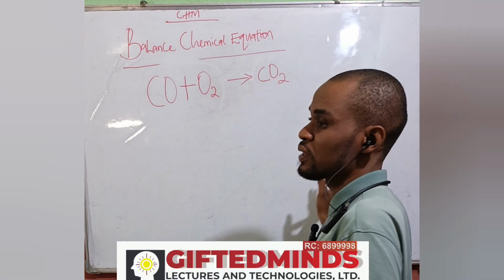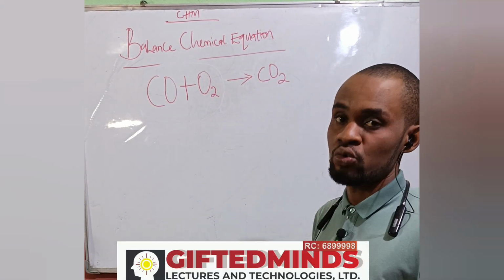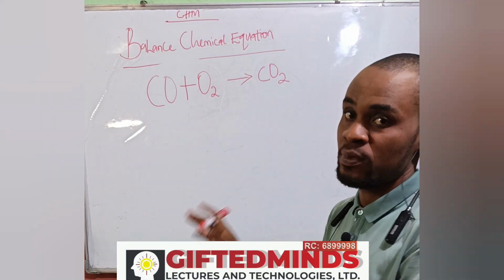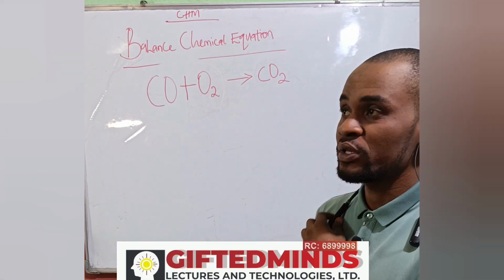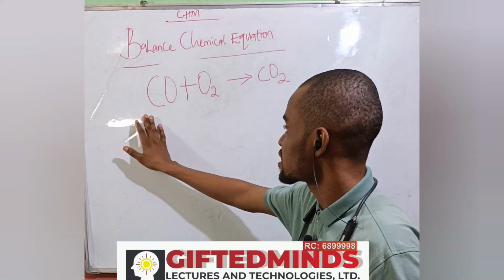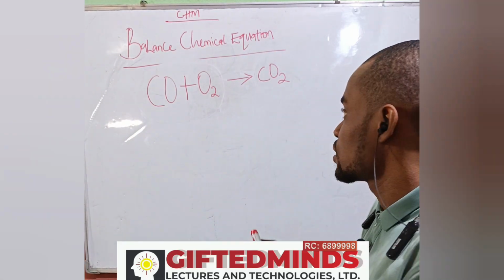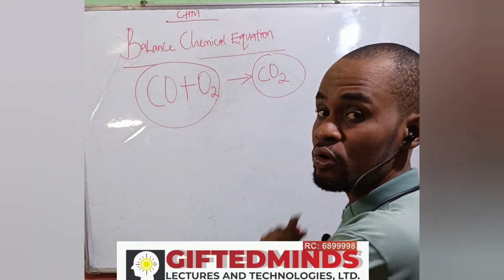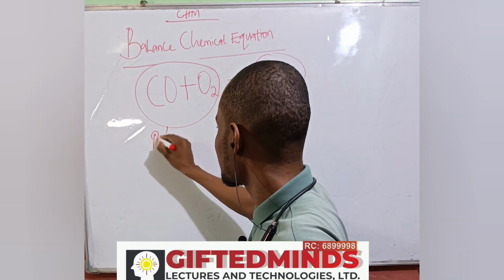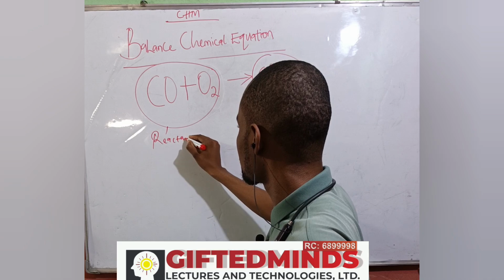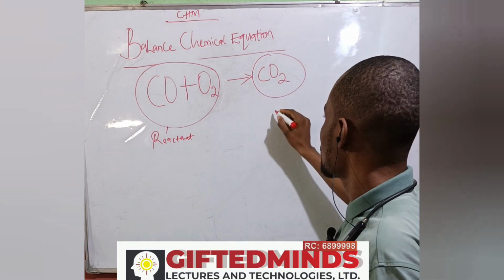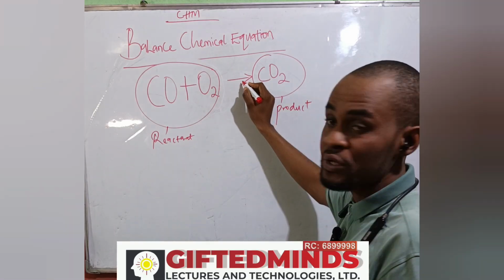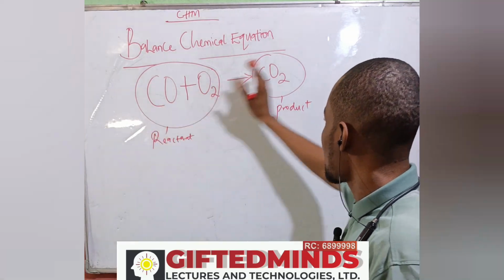Now, what do we need on this board? An example of a chemical equation. You understand? Let me just use this one to explain how to balance a chemical equation. Every chemical equation has two sides, the left hand side and the right hand side. The left hand side we call the reactants, and the right hand side we call the products. This arrow here separates the reactants and products.